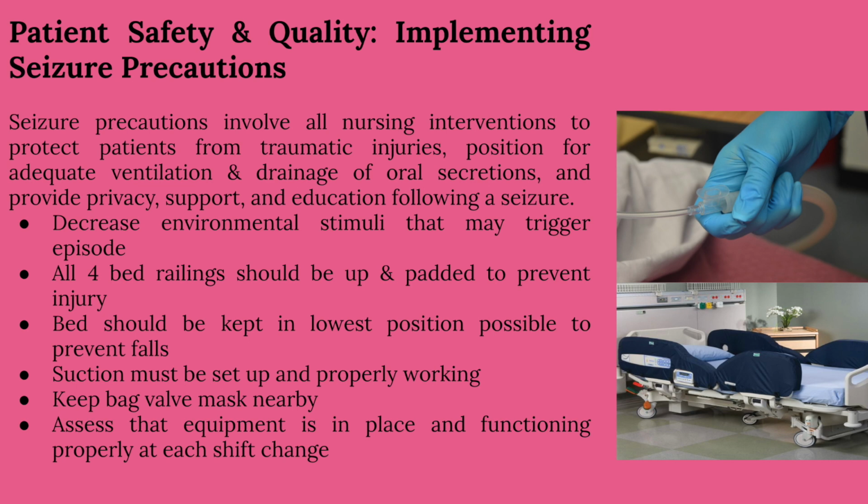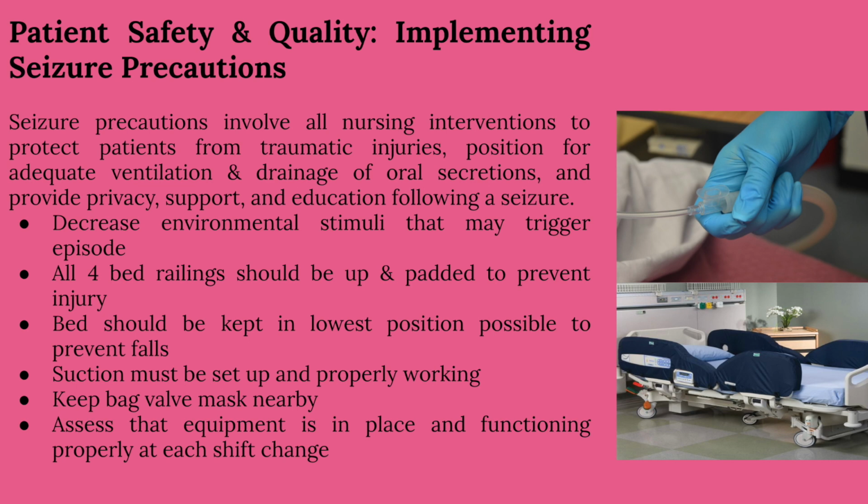So here are some of those precautions you're going to want to implement when caring for a patient who's at risk of having a seizure. You're going to want to reduce any environmental stimuli that may trigger a seizure. Keep the patient's bed in the lowest position possible to avoid falls. And when a patient is having a seizure, remember they have no control over their movements. So all 4 bed railings should be up and padded to protect them from injuries. Suction must be set up and working properly to be able to drain out any saliva, blood, or vomit the patient may secrete during a seizure.